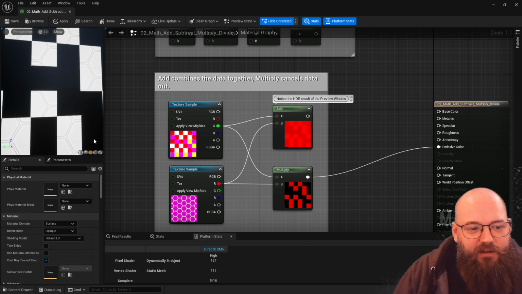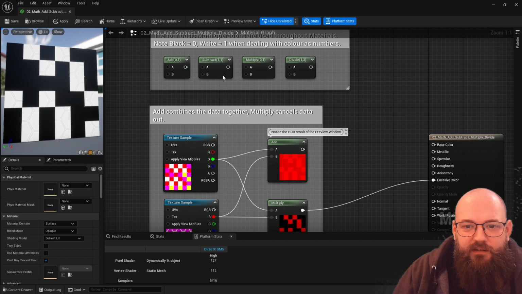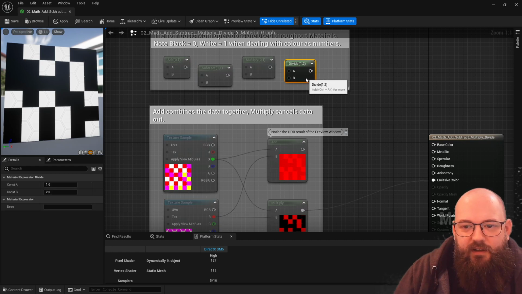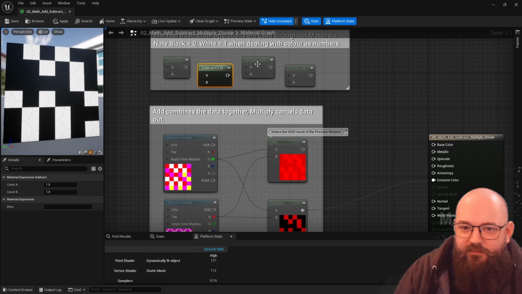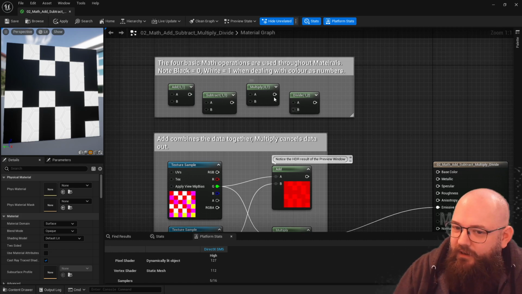So all of the black areas are multiplying by 0, and we're still only able to see what's visible where the checkerboard is white, and then we've got that pattern coming through. Subtract and divide obviously work very similar to add and multiply, and they make sense to use occasionally, but they're actually ever so slightly more expensive.